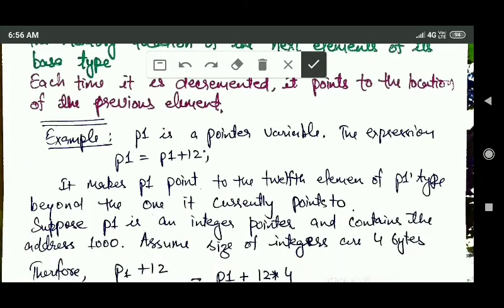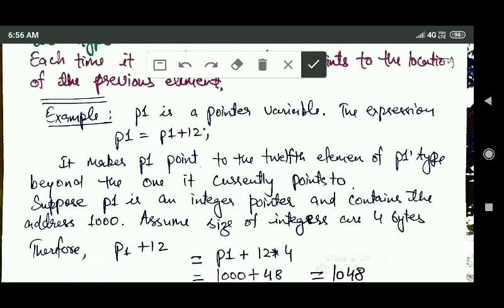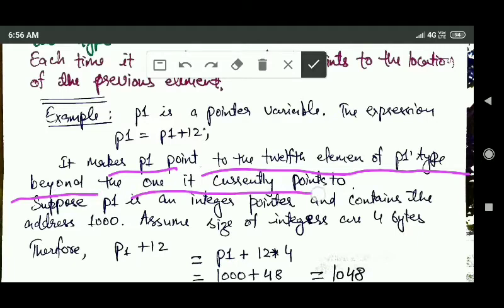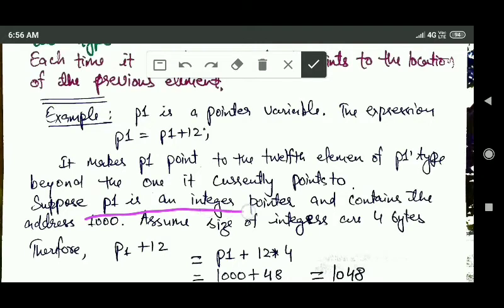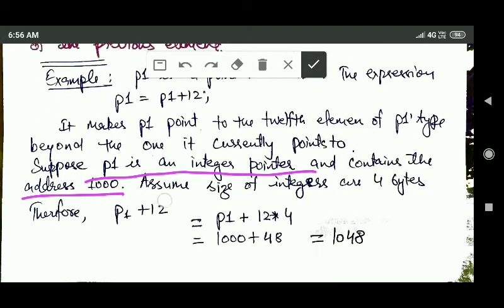Now let us see an example. After this example, it will be more clear. Suppose P1 is a pointer variable. Now see this expression, P1 = P1 + 12. This expression will make P1 point to the 12th element of P1's type beyond the one it currently points to. Now suppose P1 is an integer pointer and it contains the address 1000, and here we have assumed the size of integers is 4 bytes.